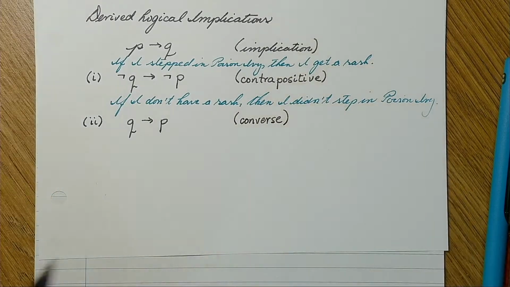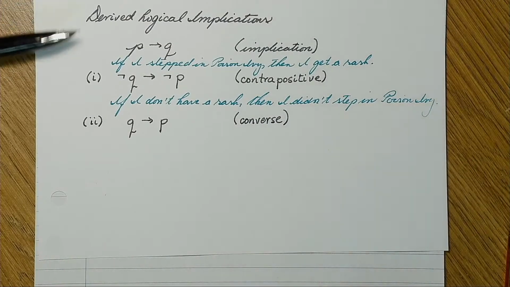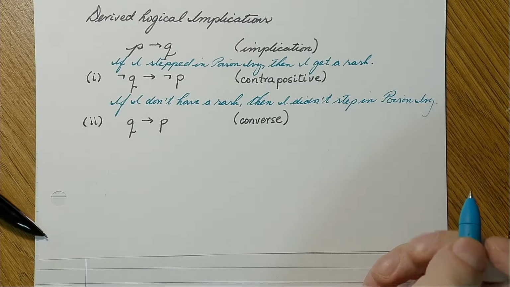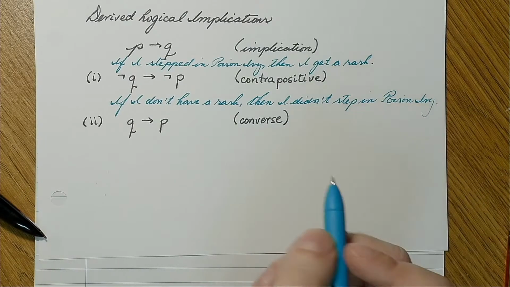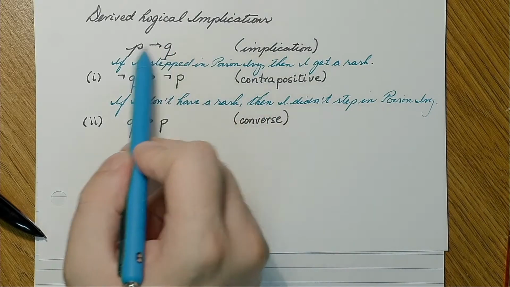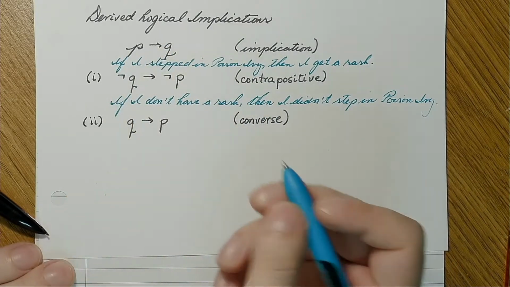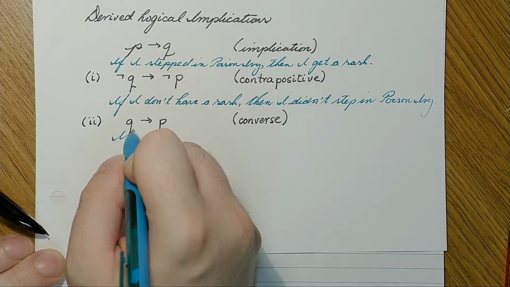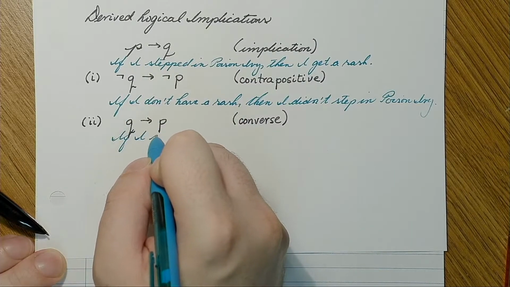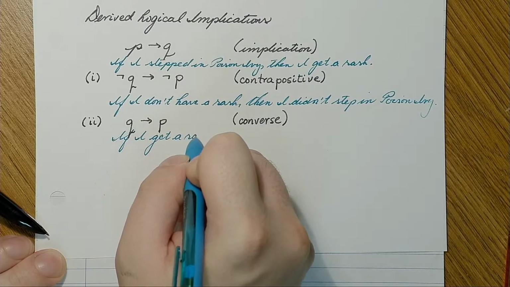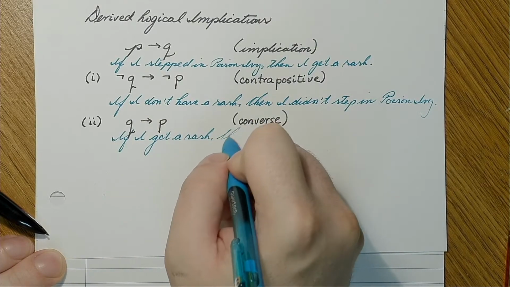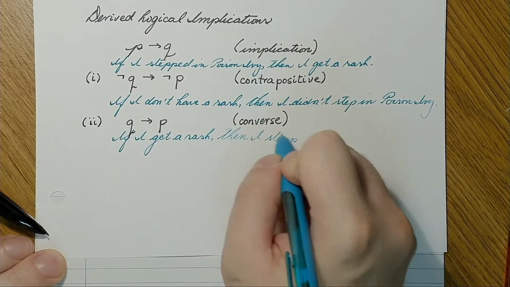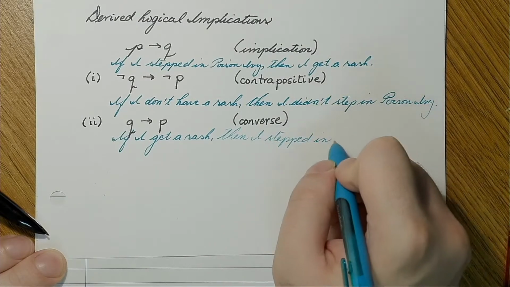And it's not like the shoes. You'll hear this in English. So if I stepped in poison ivy, then I got a rash. And sometimes you'll hear "conversely," then they mean that they're going to go in the reverse direction of the implication. So the converse of this would be: if I get a rash, then I stepped in poison ivy.